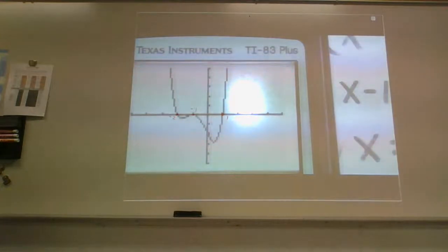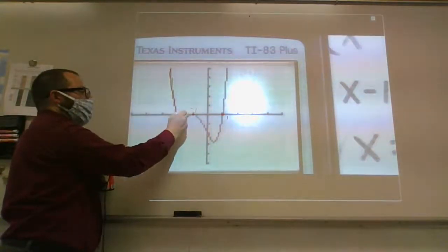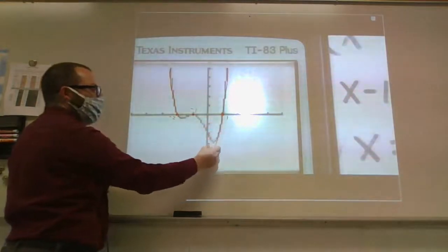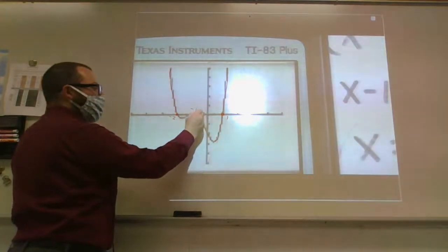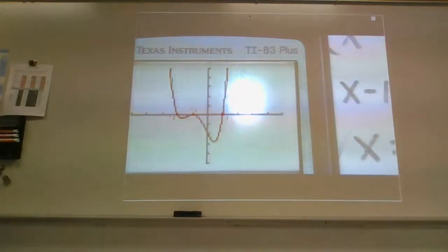What do you notice about the -1? Cuts right through -2. Cuts right through -1. Oh, I messed up. There we go. What do you notice about -1? It just skims it. It just hits it and turns the other way. That is a characteristic of what we call a repeated zero.